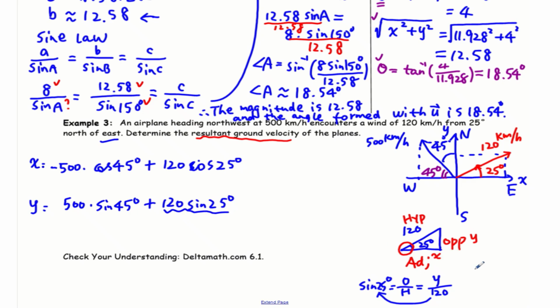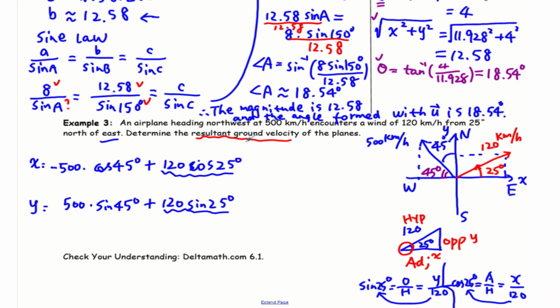And the adjacent over hypotenuse is cosine. Adjacent is x, hypotenuse is 120. Then we solve for x, we move the 120 to the other side, so the x direction is 120 times cosine. If the angle is always formed with the x direction, then for the x component, adjacent is always cosine. For the y direction, it is always sine.